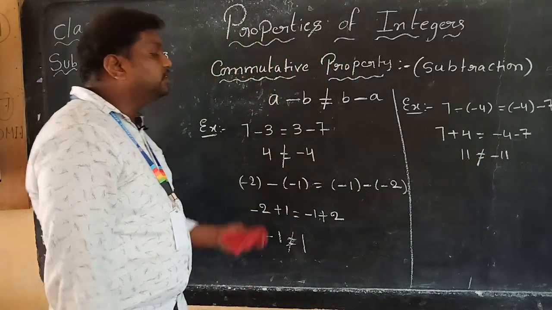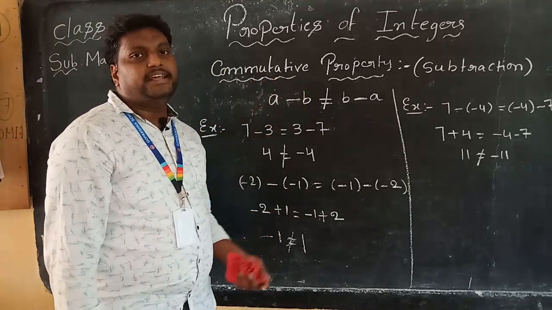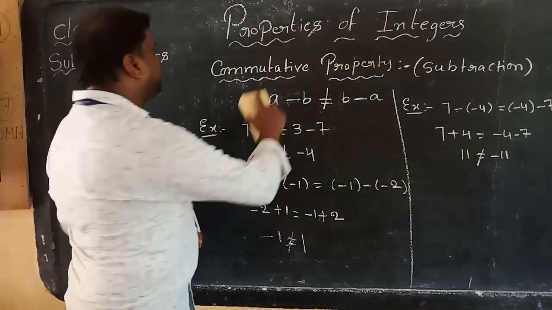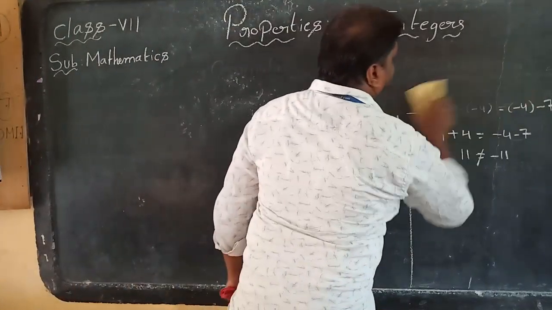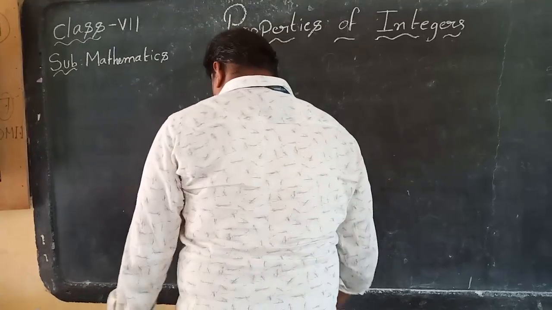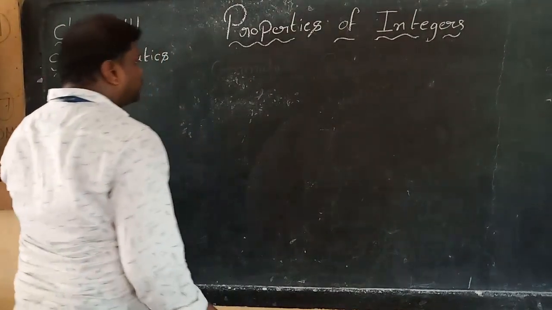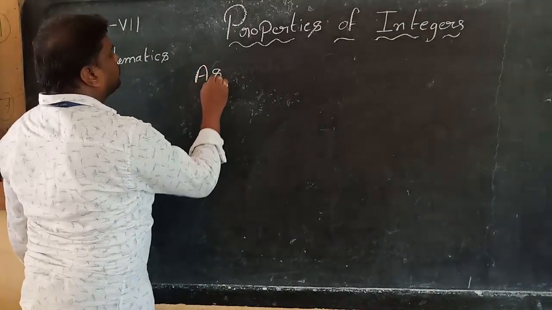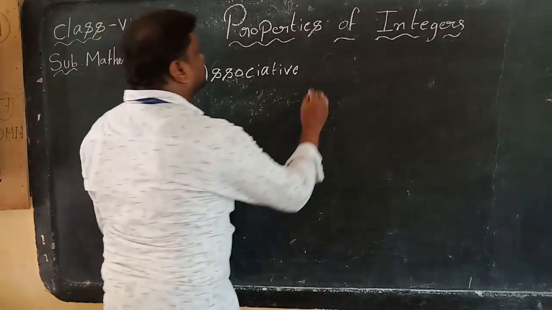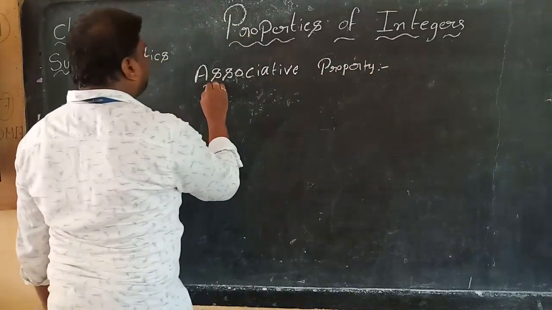According to observing the three examples, in integers the commutative property under subtraction is not applicable, only the commutative property under addition is applicable. Next property, the associative property.